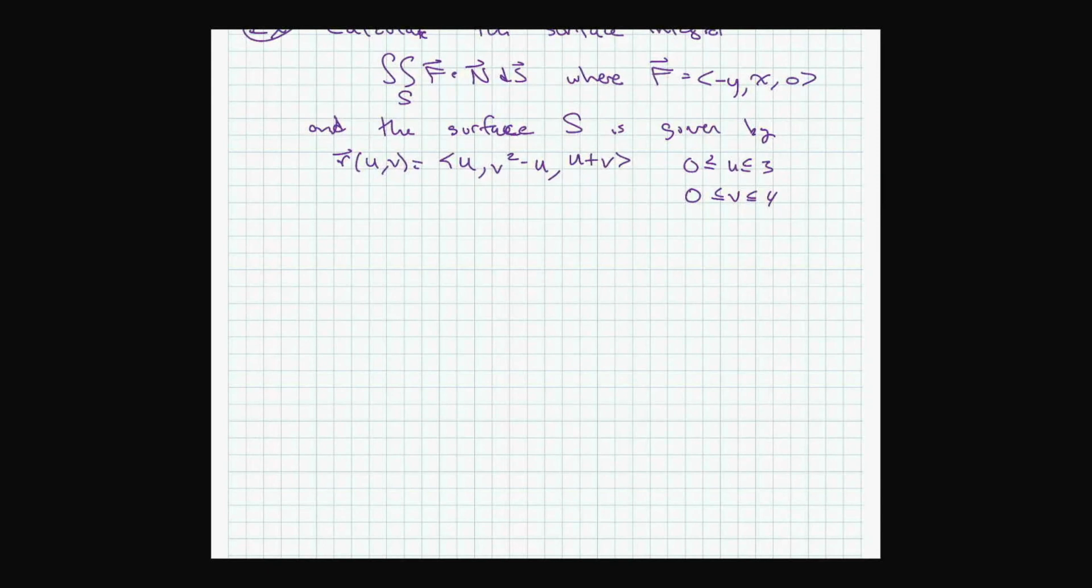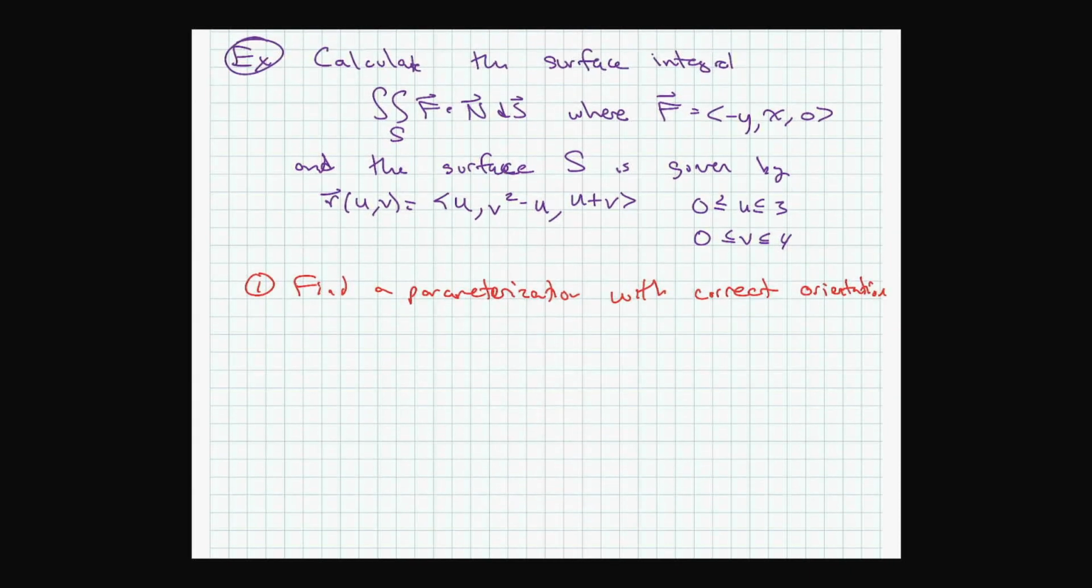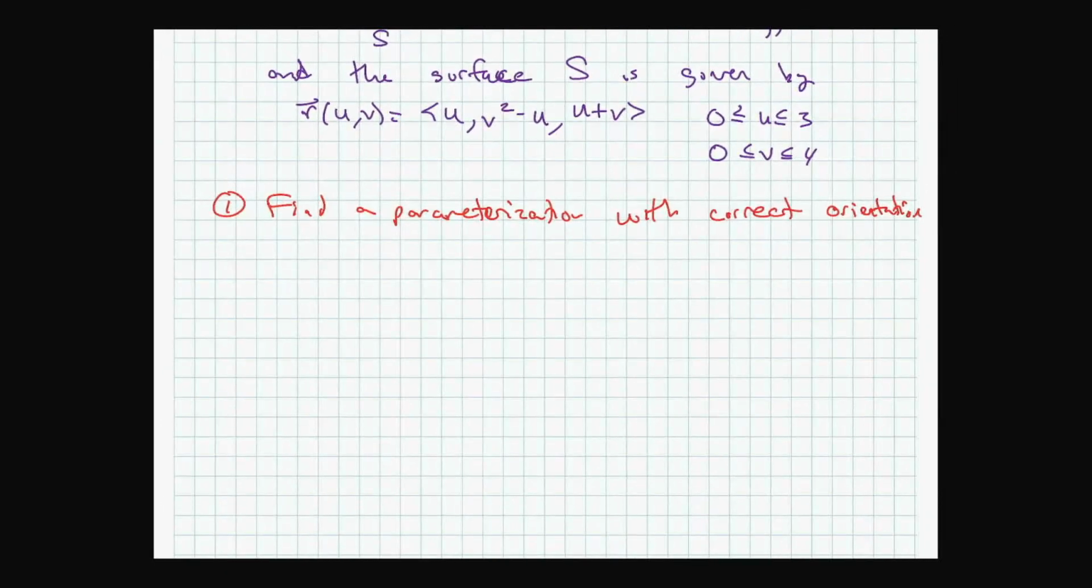All right. So how would you do this? Well, the steps are very similar to the ones we've already calculated. The only difference is there's going to be a dot product involved. So first thing we're going to do normally is find a parameterization, with the correct orientation if they tell you one. Notice that this problem doesn't say anything about orientation, because they just gave us the parameterization they wanted us to use. So we're just going to use it. It was given to us.